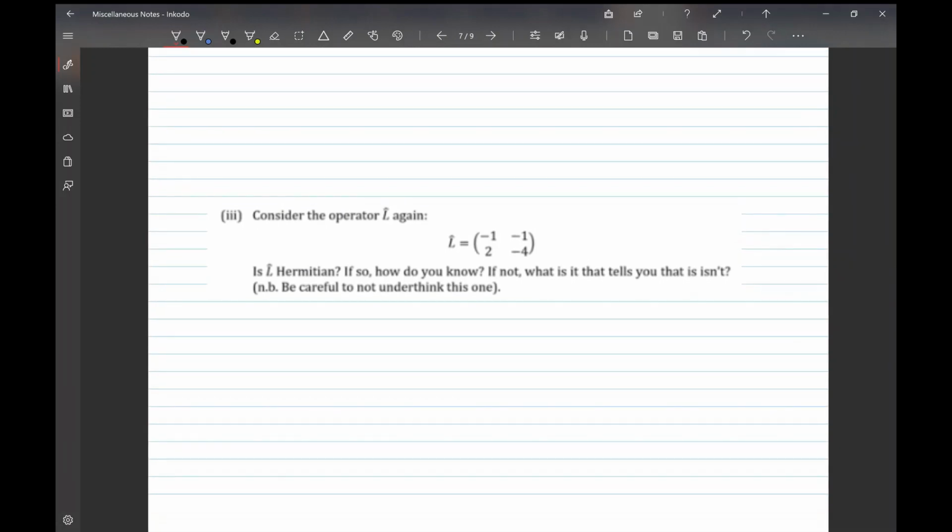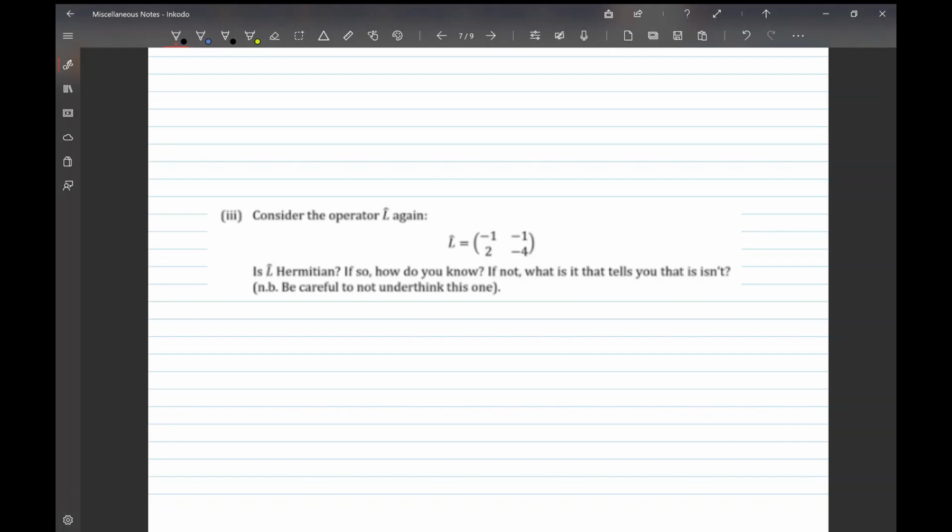Part 3. Let's consider this operator L again. Is L Hermitian? Okay, so let's think about this for a second. Even though L had real eigenvalues, it still might not be Hermitian. There's an implication one way but not the other way. So how do we know definitively?